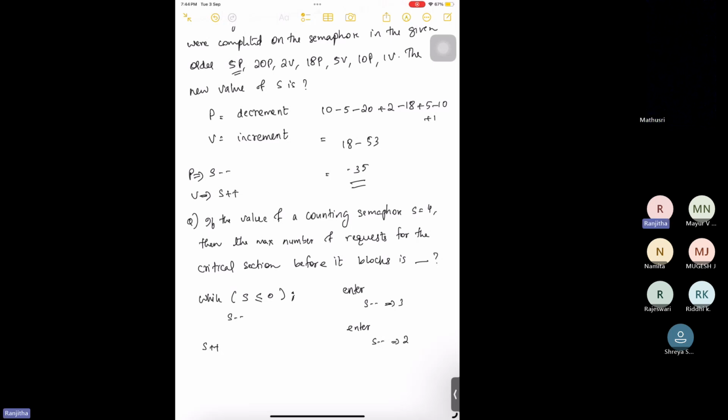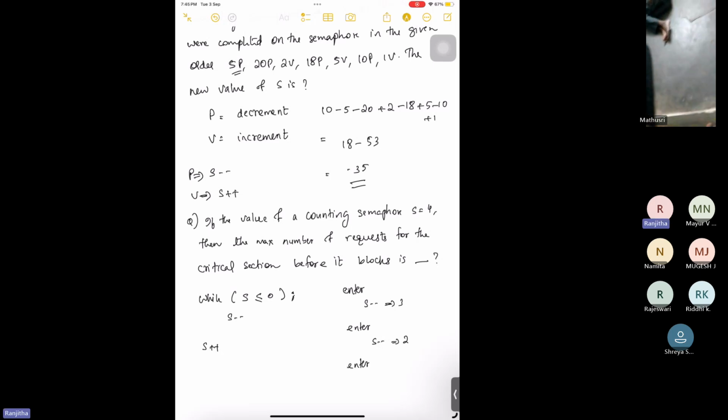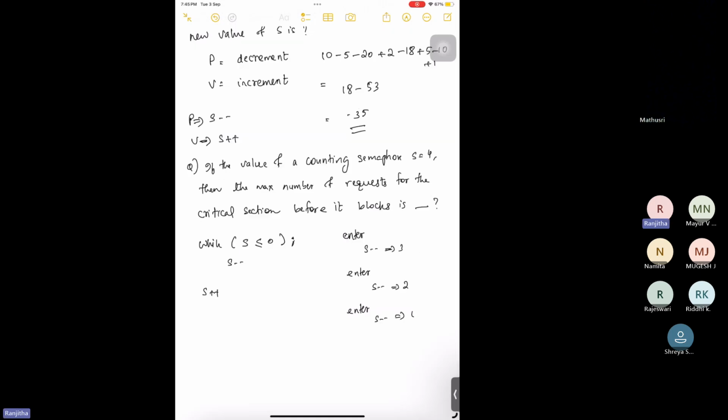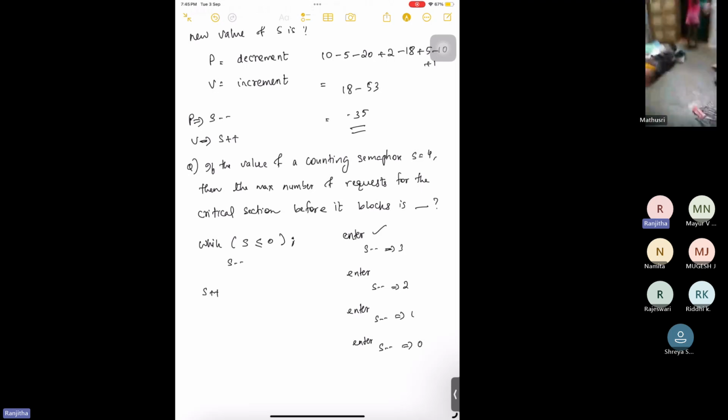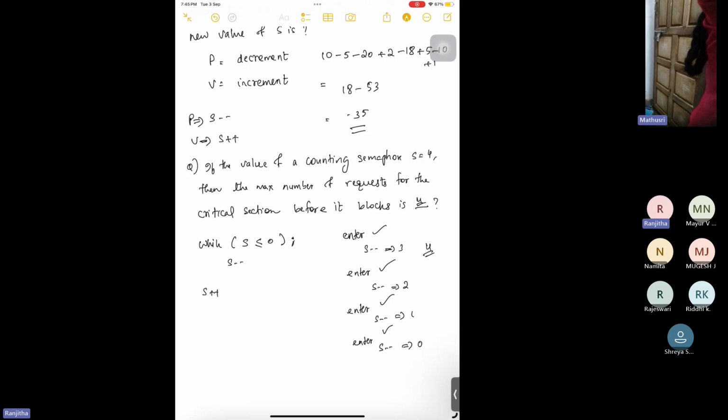Now, while 2 is less than or equal to 0, 2 is not less than or equal to 0. Again, it will enter the while and S will be decremented, which takes the value to 1. Now, is S 1 less than or equal to 0? That is also false. So, we will enter the while loop and then S minus minus, which will make the value 0. So now S is less than or equal to 0. That is true. So now it will wait. It gets blocked. So how many requests are met? 1, 2, 3, 4. So the answer is 4. Okay.